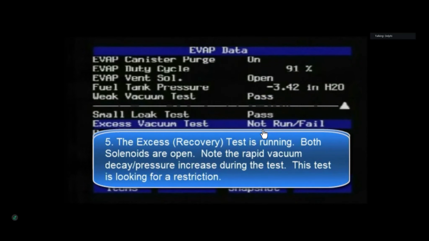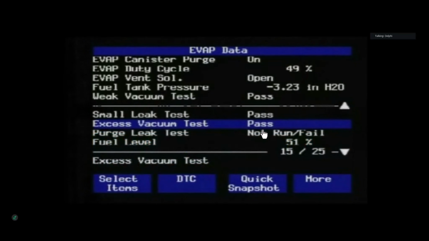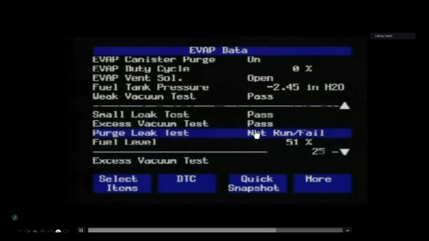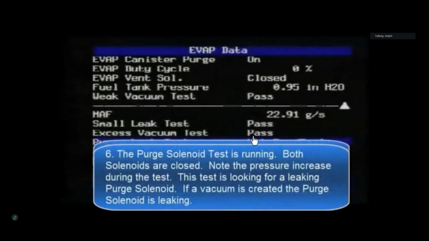Okay, so now we're venting the system out, creating a draft through the system, trying to get it to go back to normal values. Okay, there we go. We have no restrictions right now. Now we want to check the purge solenoid. We're going to do this one afterwards.